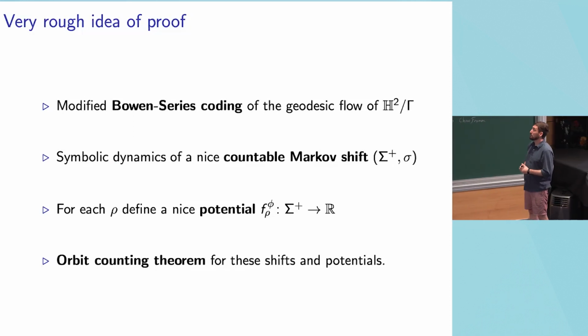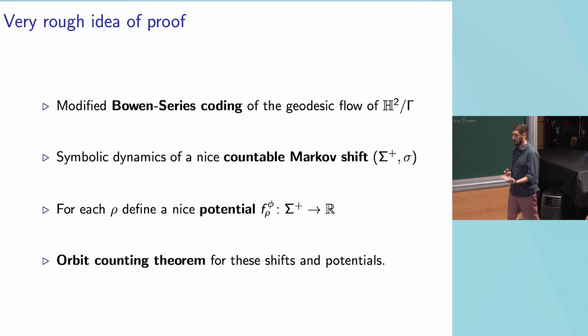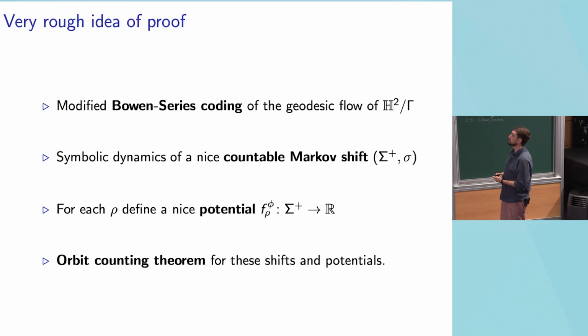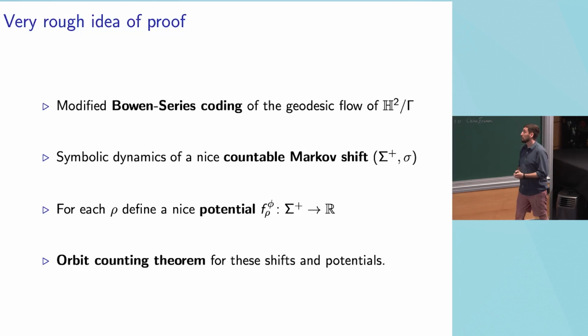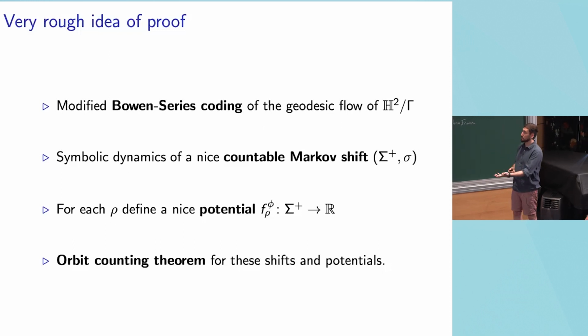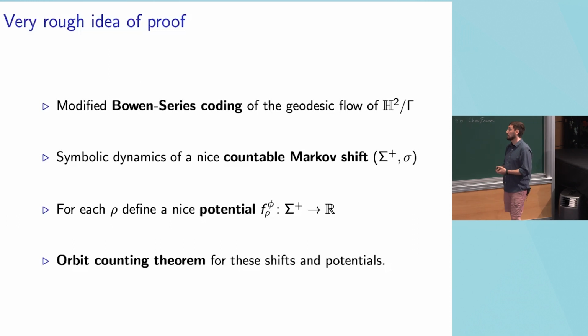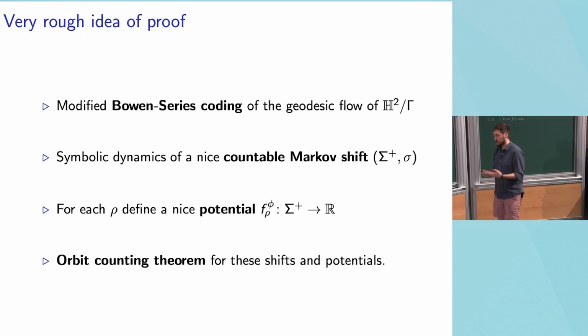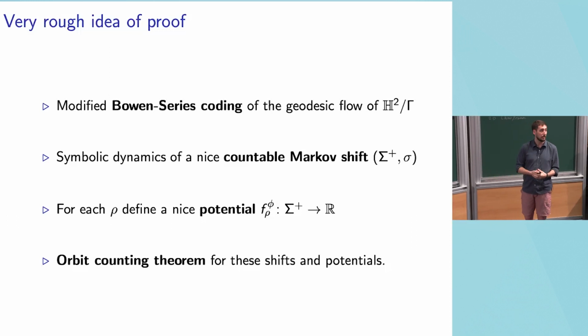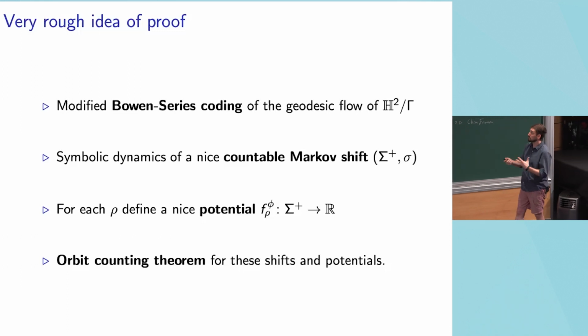So the very rough idea of the proof is to translate this problem into a problem in symbolic dynamics. So we have a hyperbolic surface that comes with a geodesic flow, and we want to look at the Bowen-Series coding, maybe of the recurrent portion of the geodesic flow. And the punctures are going to make life a little harder, so we're going to do a modified version of that.